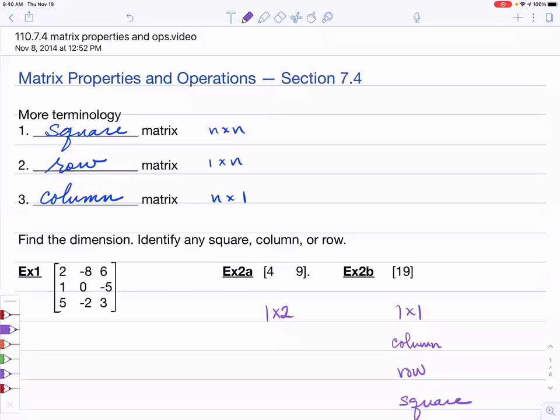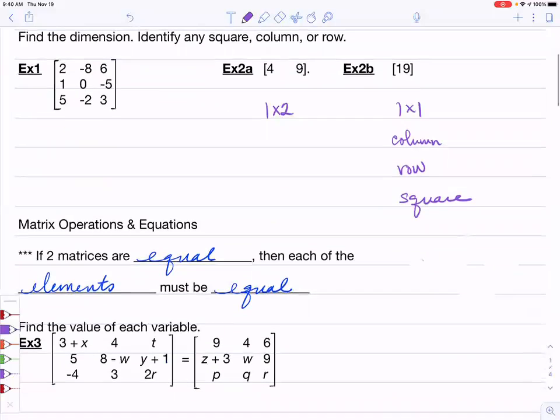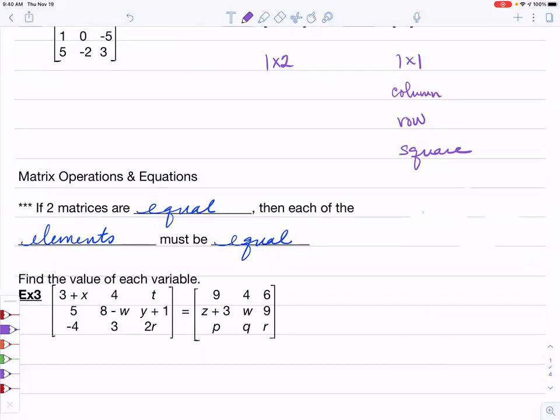Be careful, that kind of looks like the absolute value of x, doesn't it? Within the context, it makes sense. Okay, then we talk about matrix operations. So what can we do with matrices?